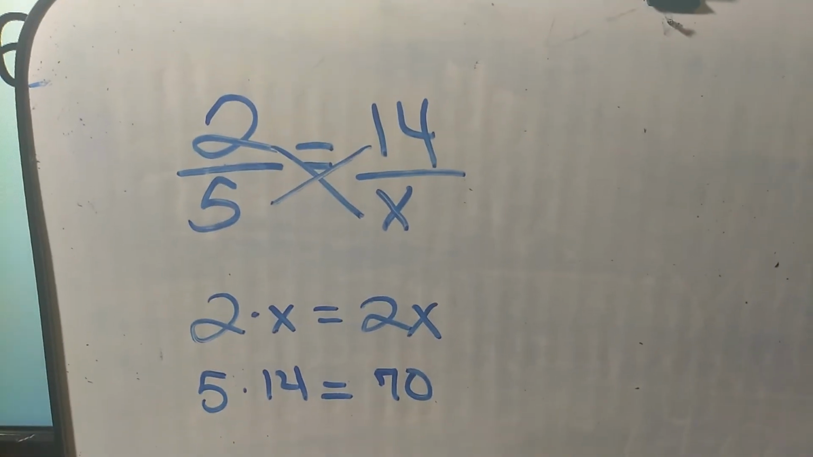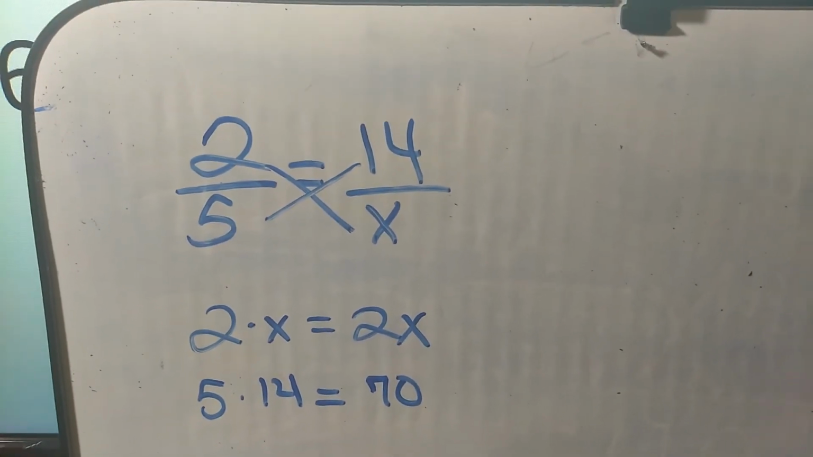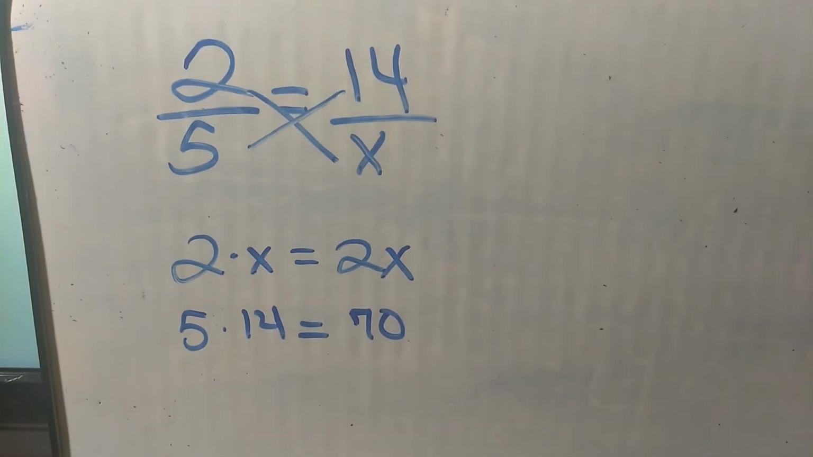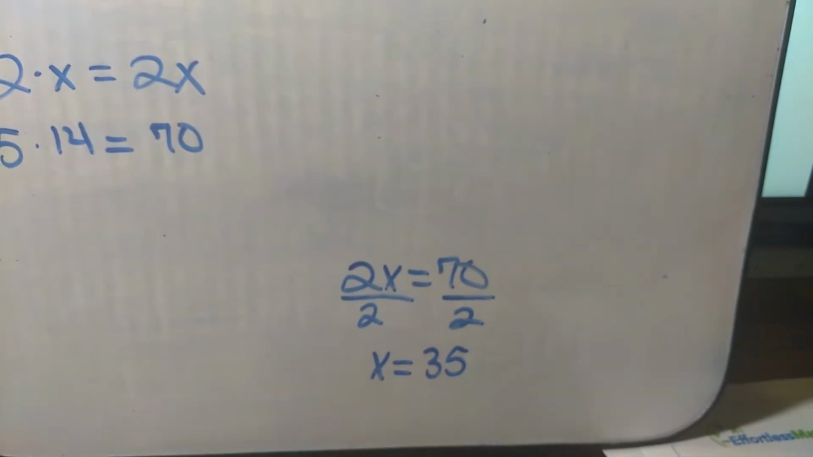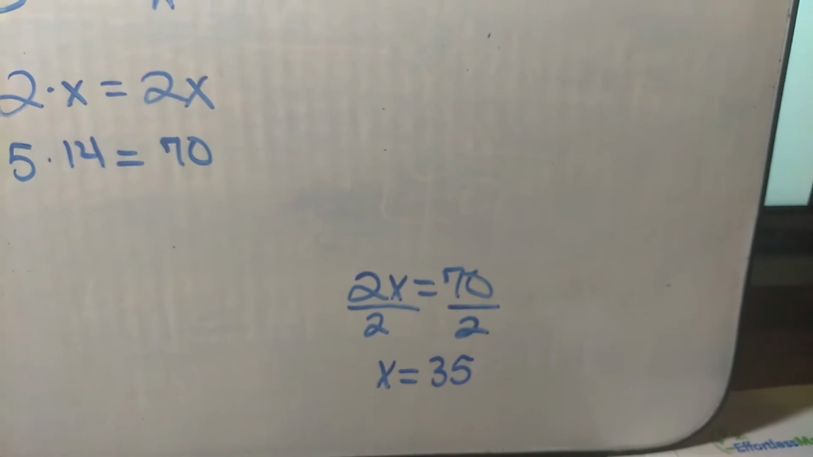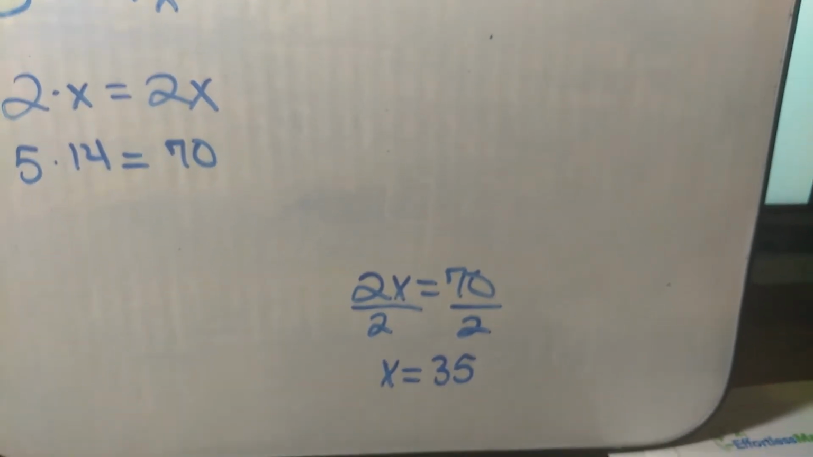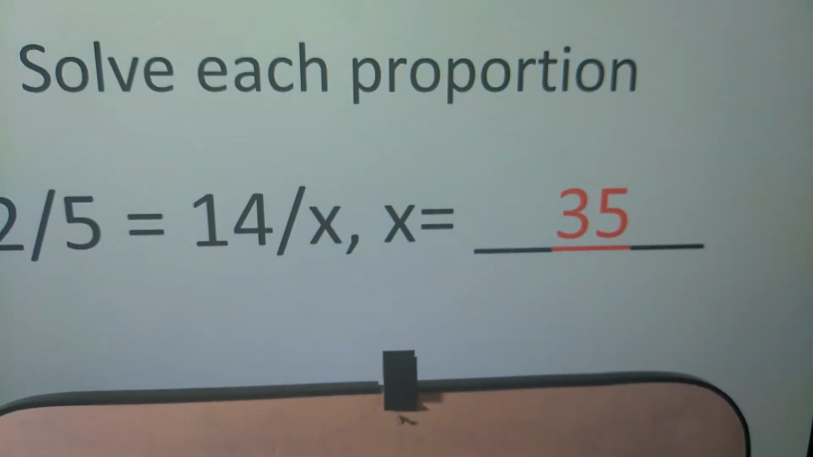So 2 times x, you multiply that together, is just 2x. 5 times 14 is 70. Now set it up as a fraction. So we have 2x equals 70. Divide. And x is equal to 35. So our answer was 35.